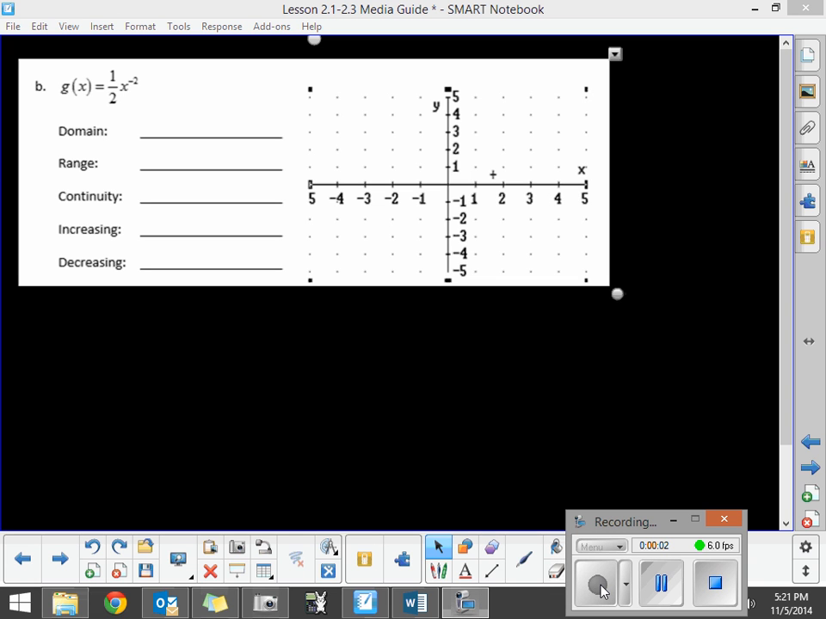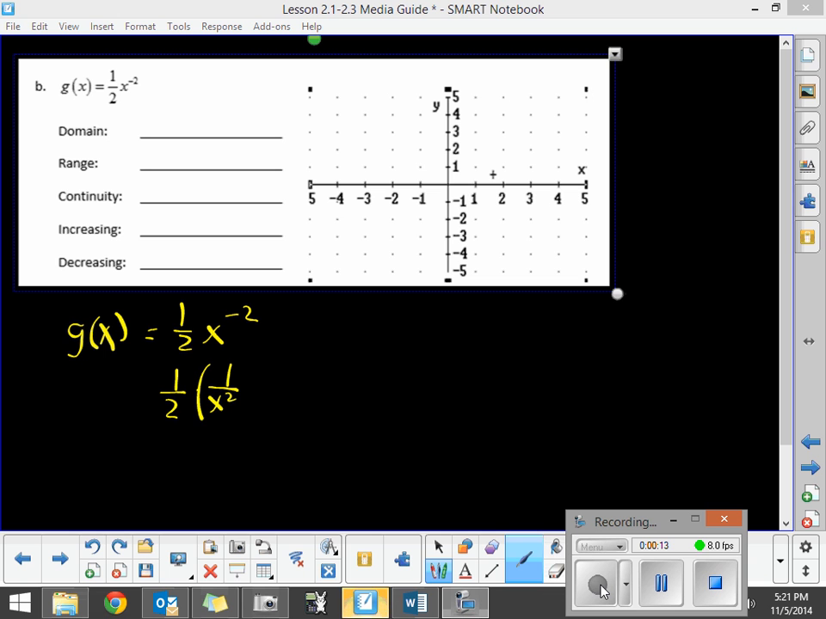In 12b, we've got a function g of x that is equal to 1/2 x to the negative 2. The x to the negative 2 can be thought of as 1/2 times 1 over x squared. So it's basically a volcano graph with a vertical shrink of 1/2. So we want to make sure that we can sketch this fairly accurately.